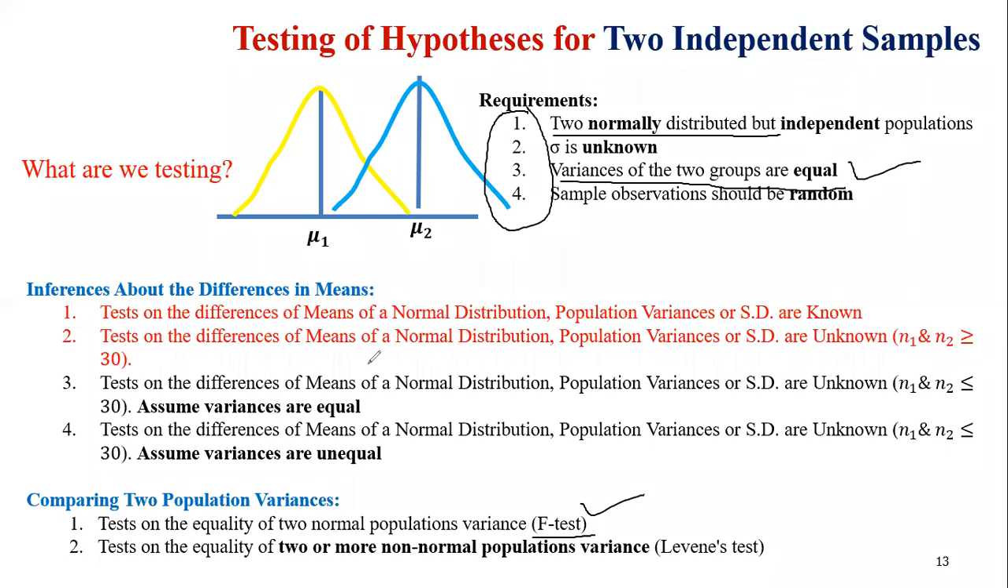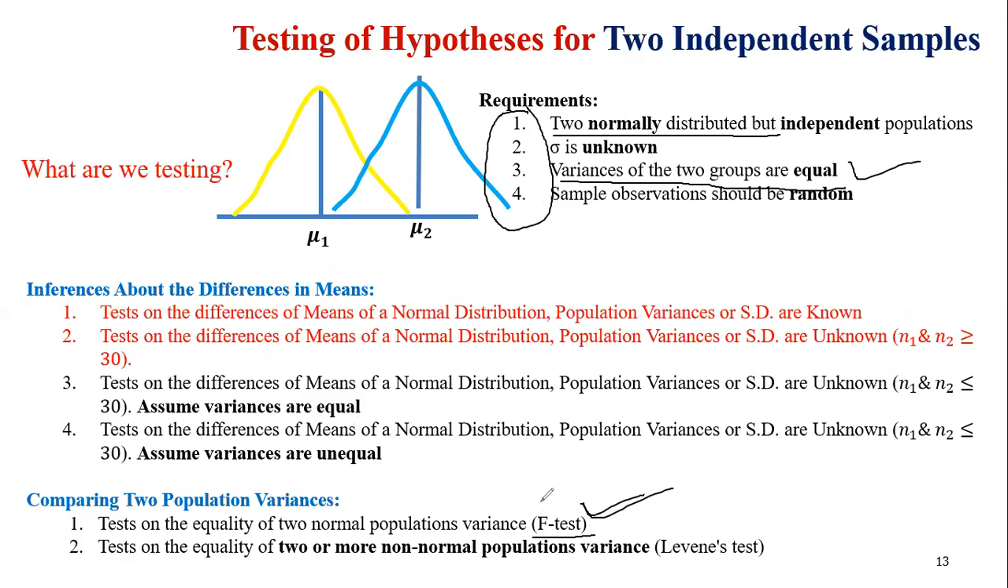So homogeneity means when both the population variances are equal. Heterogeneity means when both the population variances are unequal. To check whether it is homogeneity or heterogeneity, we can apply the F test, to see whether both the population variances are equal or not equal.